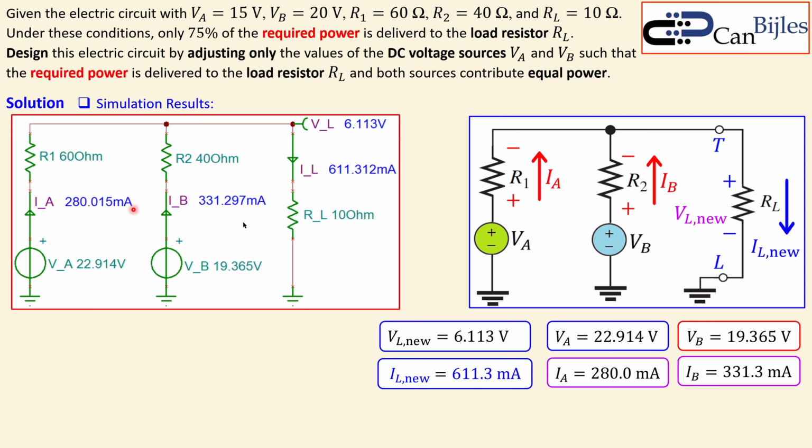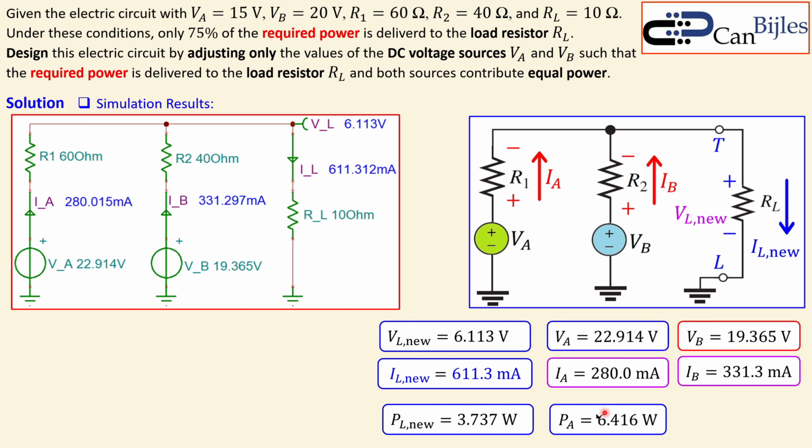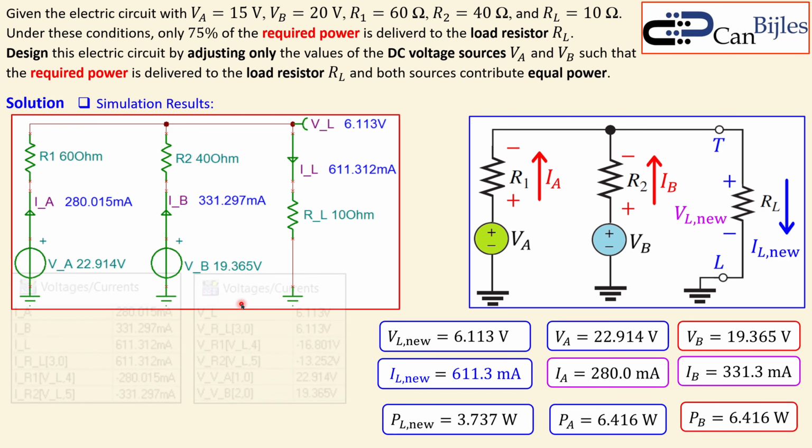That's a very small difference, just rounding-off errors, nothing to do with any error in our calculations. And if I now multiply these two values together, you will get the power for the load, the new load power, the power given by this VA, and the power given by this VB voltage source.